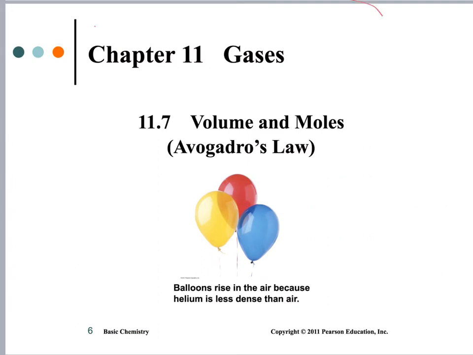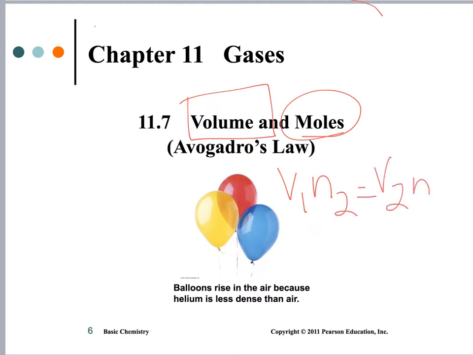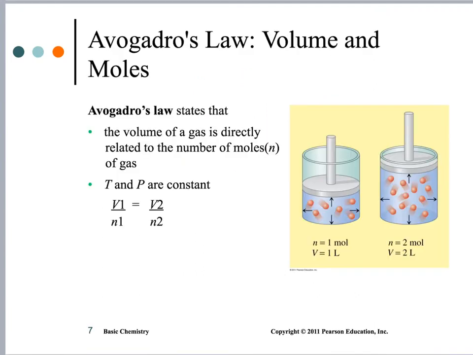Okay, so I've been teasing 11.7 ever since we started this chapter. Here's the moles that we're talking about, the N. So this is volume and moles. So let's see. Volume 1, N2 equals volume 2, N1. All right, so this is Avogadro's law. We've been talking about it in all of the other combined gas laws, so it shouldn't be anything too surprising. The book is going to list it this way. Obviously, you know what I'm doing. I'm going to cross-multiply and set those equal to each other. V1, N2 equals V2, N1.